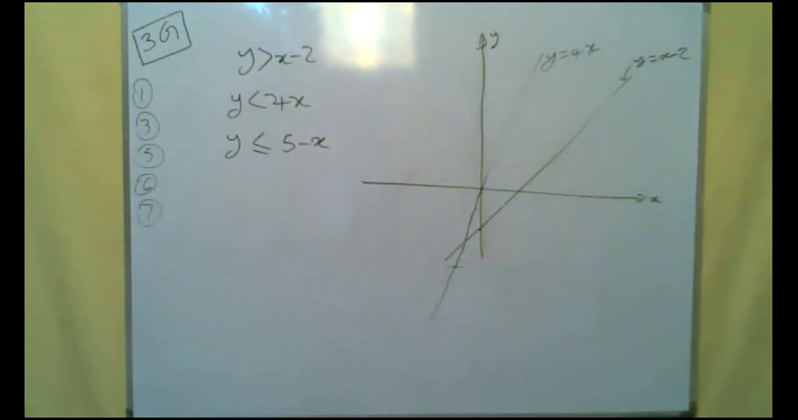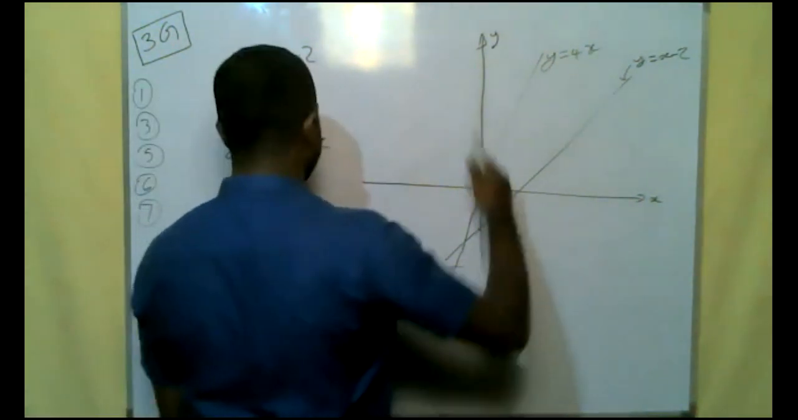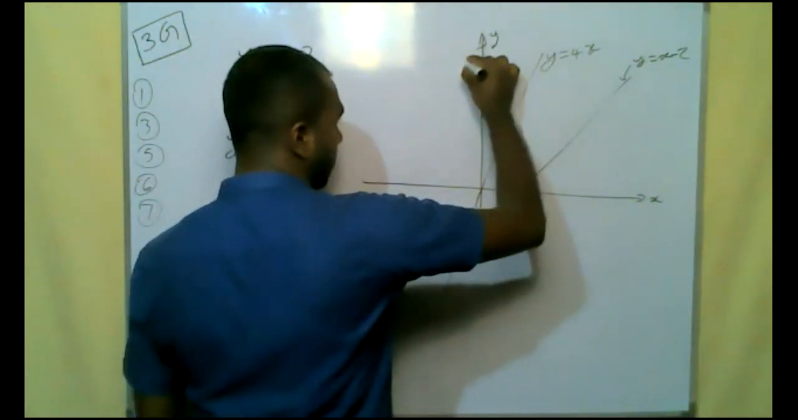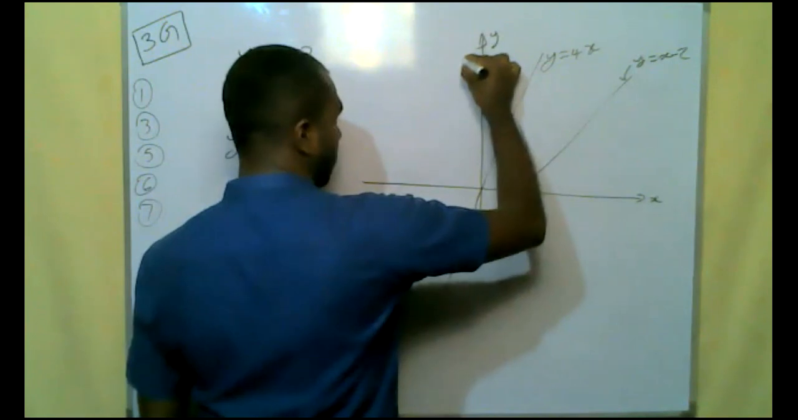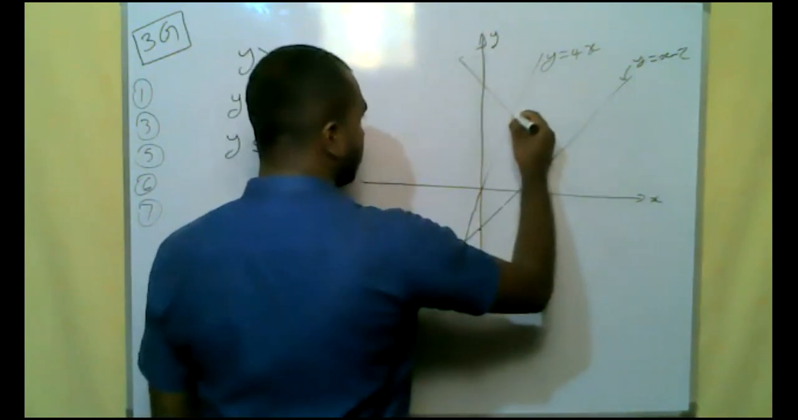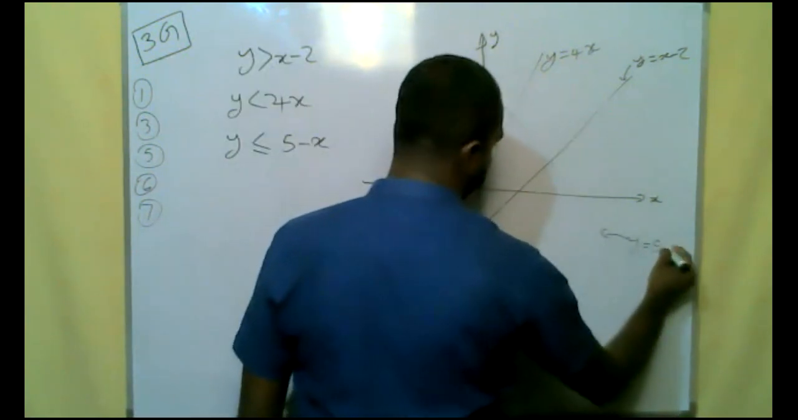And what about y is less than 5 minus x? Then it has a negative slant, which is this. This is y equals 5 minus x.